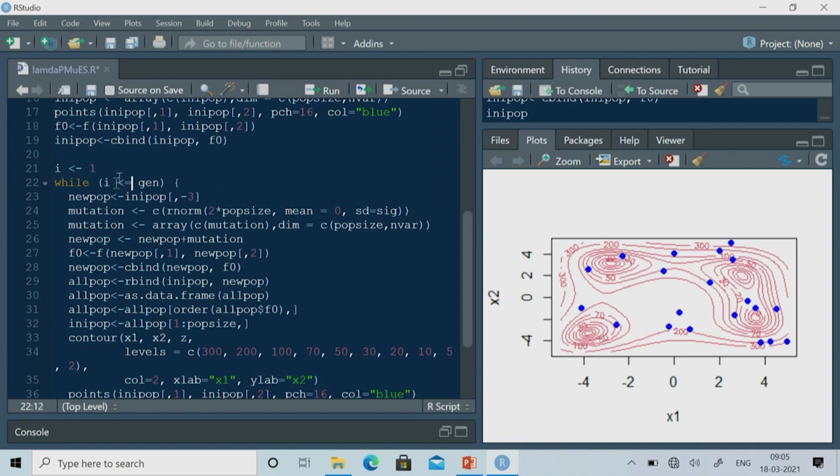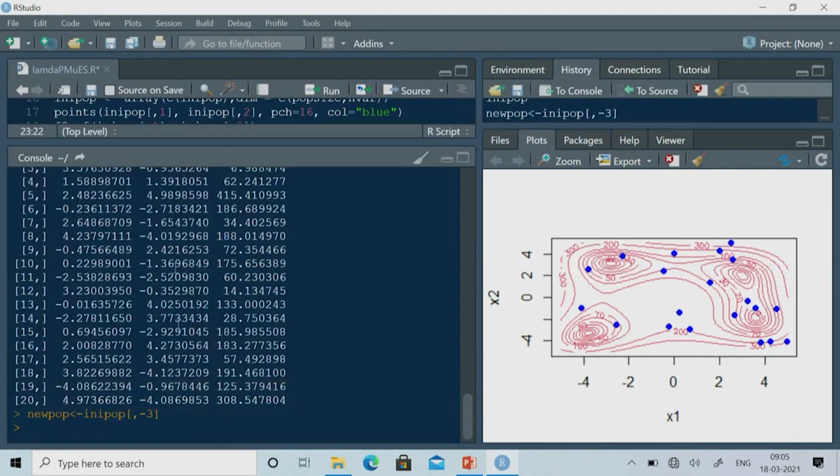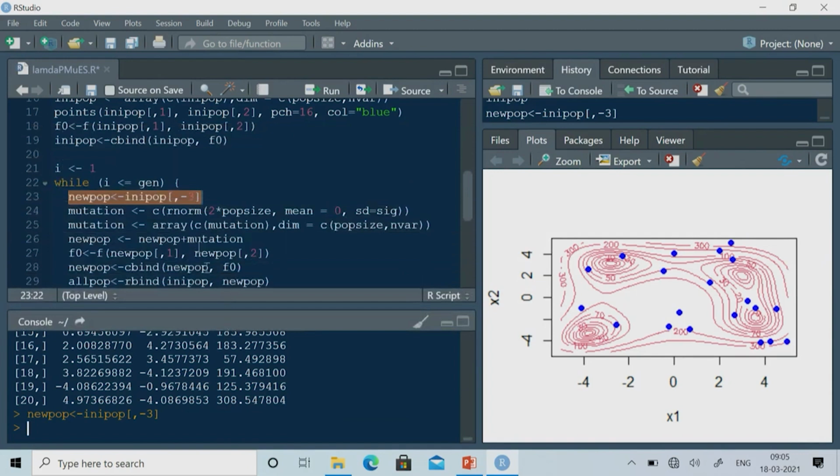Now the first step is to create the new population. From this mu population I am creating a lambda population using a Gaussian distribution. First I am copying this initial population to the new population. Here I have used -3, which means I do not need the function value, I need the x 1 and x 2 values. So the new population will not have the third column.